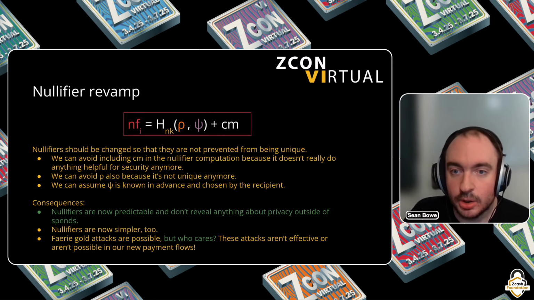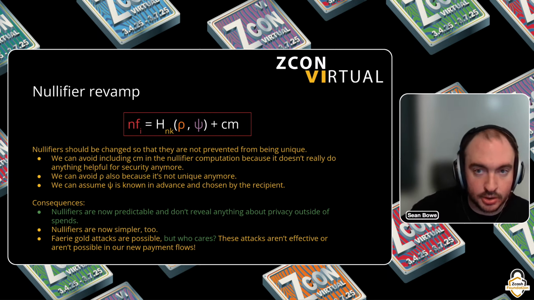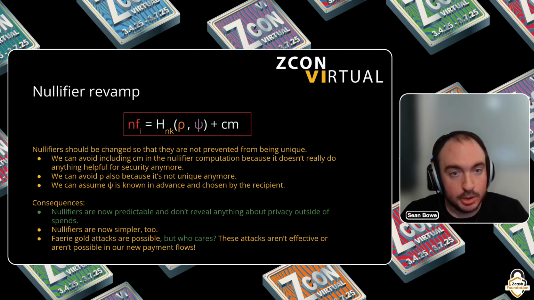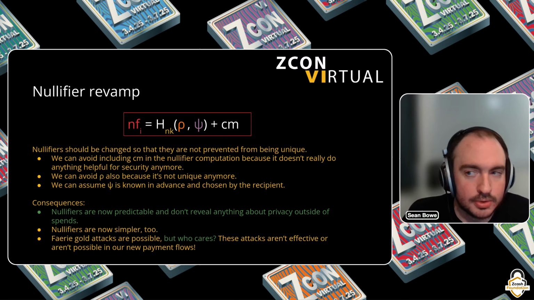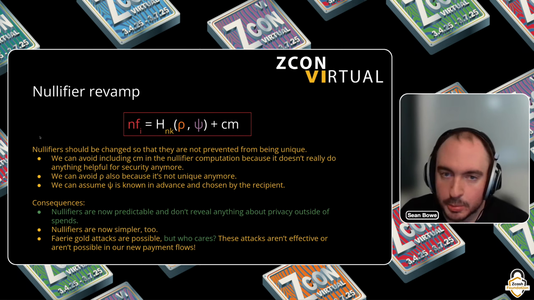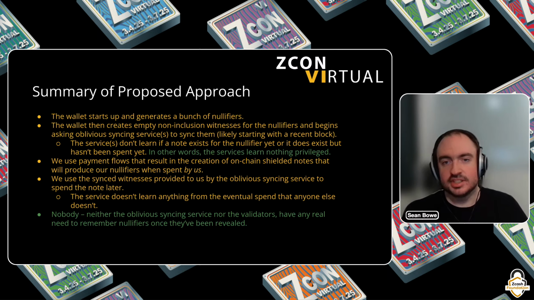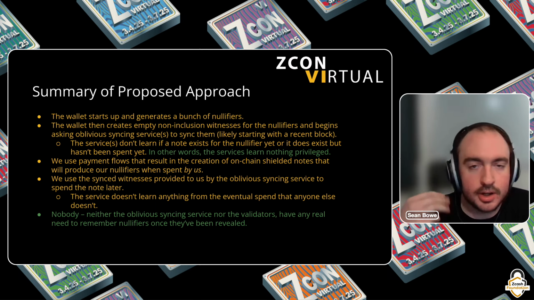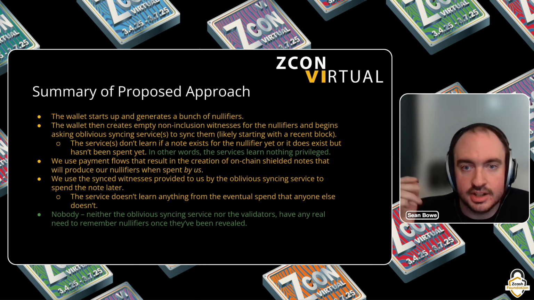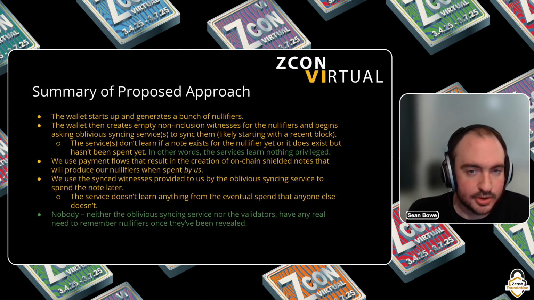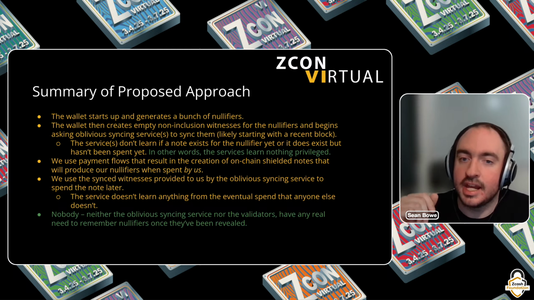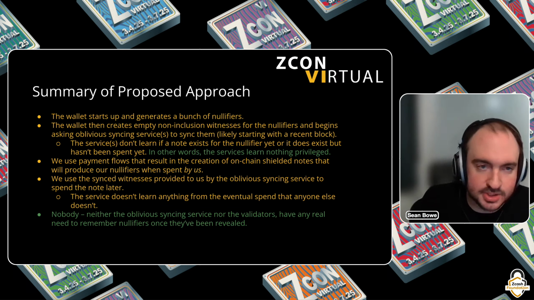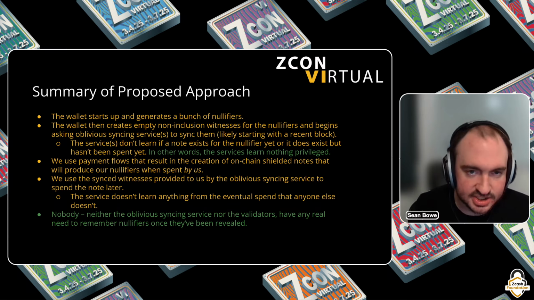So if we remove these components from the nullifier computation, the resulting nullifier can be computed in advance of the creation of a shielded note. We don't have to know anything about the note before we create the nullifiers. And so what happens is, on startup, our wallet generates a bunch of nullifiers, and it starts building non-inclusion witnesses for them on chain, just empty non-inclusion witnesses. It doesn't have to do any syncing or anything like that. And the nullifiers it generates don't represent nullifiers for any notes that exist yet.